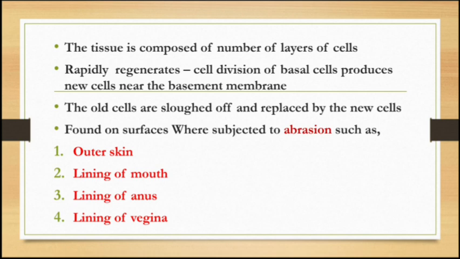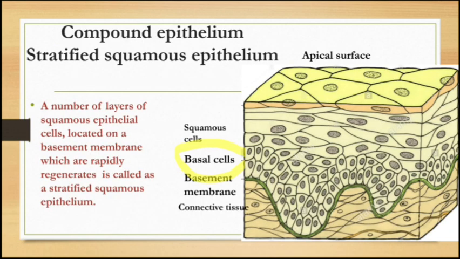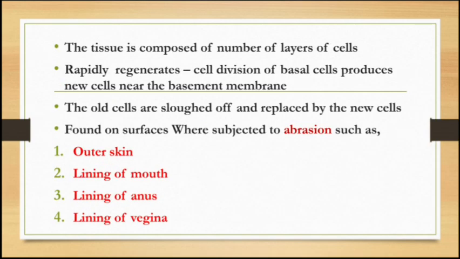Found on surfaces subjected to abrasion such as outer skin, which sometimes faces mechanical or physical damage. So places subjected to abrasion such as outer skin, lining of the mouth, lining of the anus, and lining of the vagina. These are the examples where stratified squamous epithelium is found in our human body.